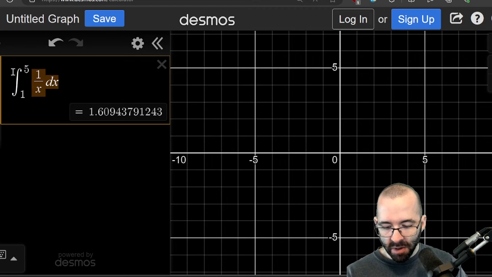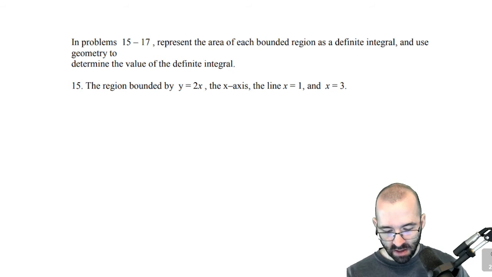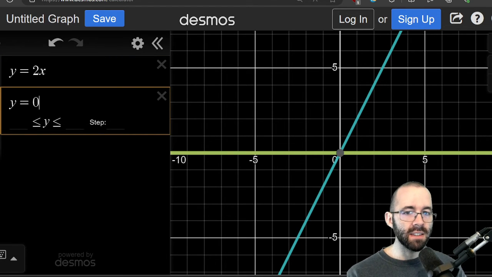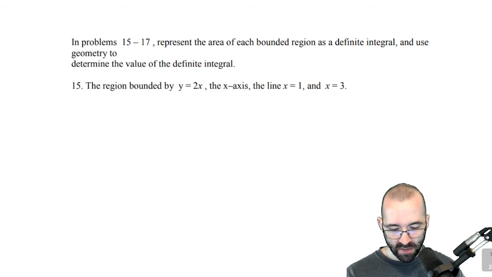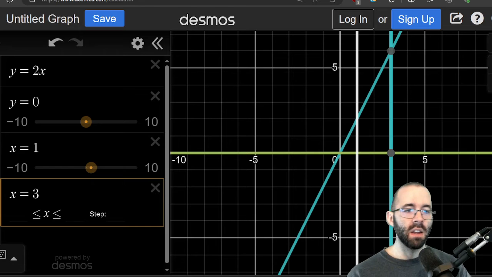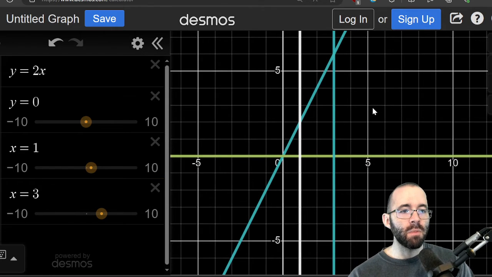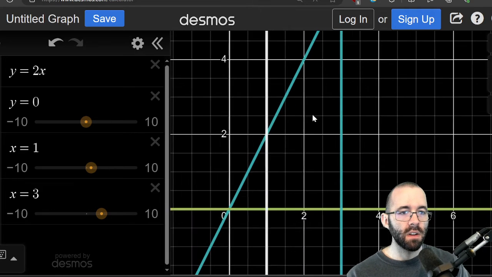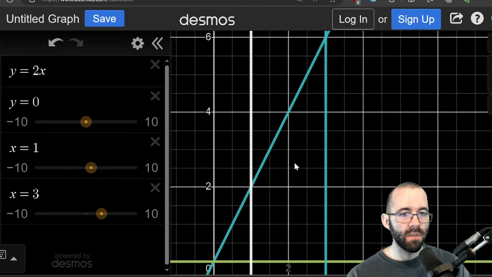So the region bounded by 2x, the x-axis, which is y equals 0, the line x equals 1 and x equals 3. What is the area that's bounded between all 4 of these curves? It's this area in the middle. Okay. That's what we've got going on here. How can we find this area?